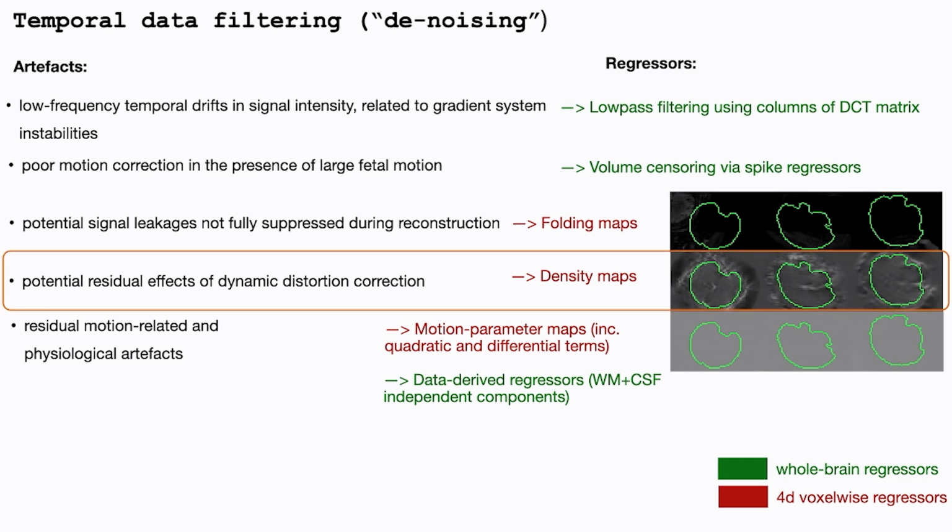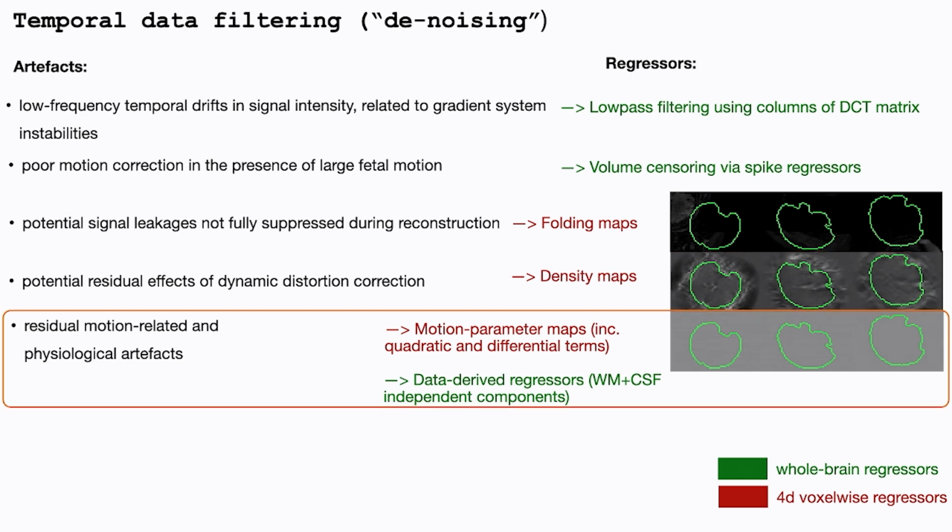Another new type of voxel-wise regressor is the density maps, which try to address potential residual effects of dynamic distortion corrections. Essentially it's the evolution of the Jacobian modulation over time, which is applied to the data to compress and stretch it in the phase-encoding dimension. And there will also be residual motion-related and physiological artifacts, for which we use a rich set of motion parameter maps, including quadratic and differential terms, as well as data-derived regressors.